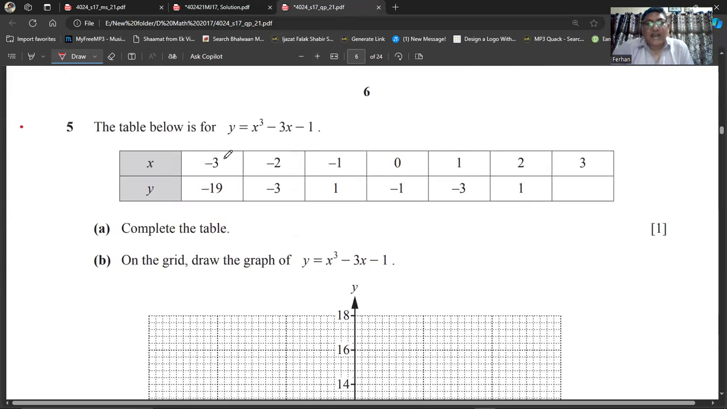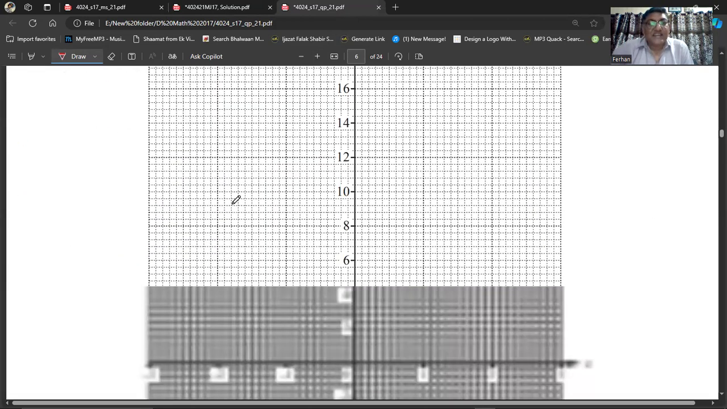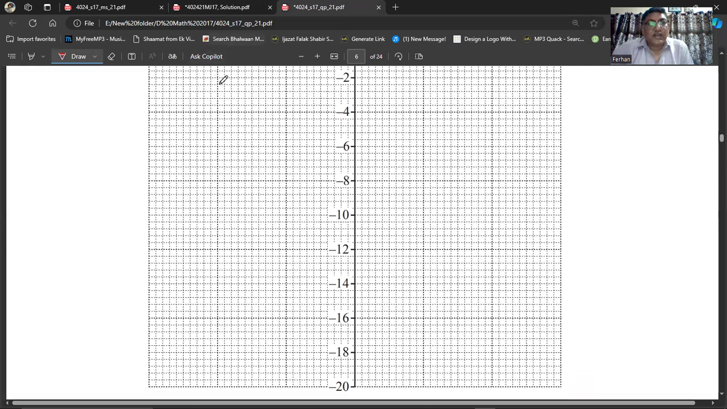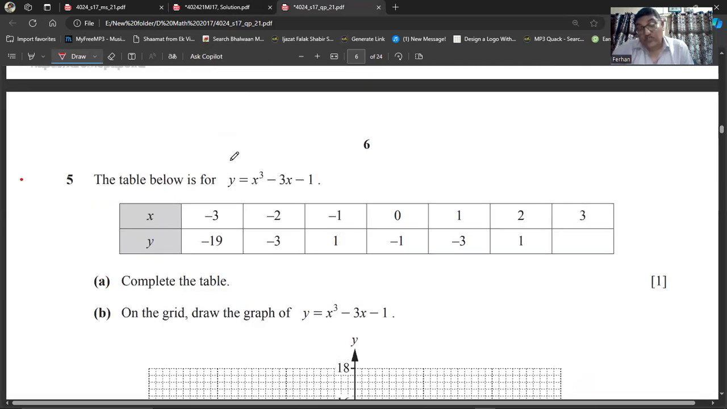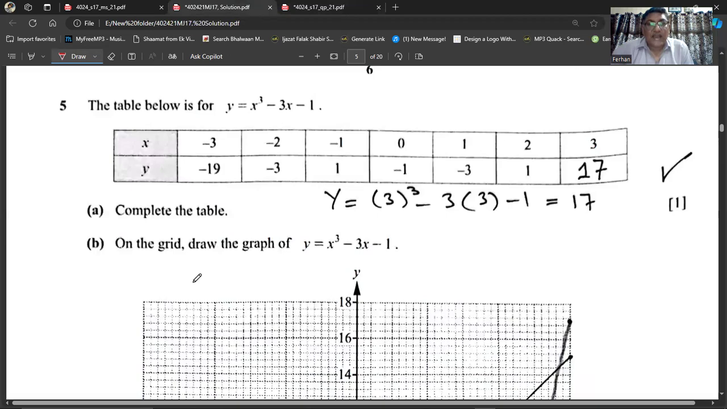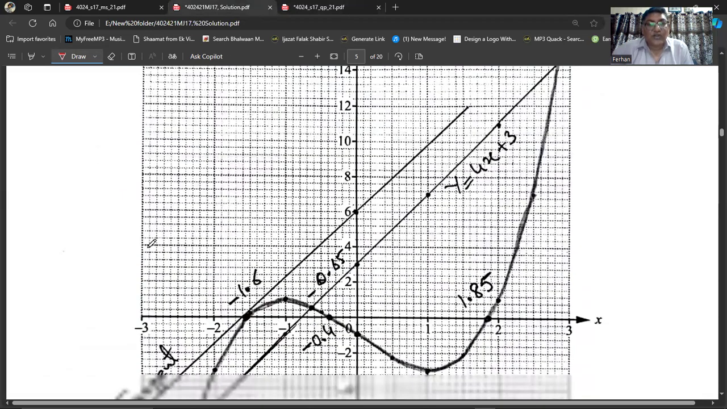You see, at minus 3, you will have minus 19. And at minus 2, you will have minus 3. At minus 1, you will have 1. At 0, you will have minus 1. At 1, you have minus 3. At 2, you have 1. At 3, you have 17. So I'm going to plot these points.